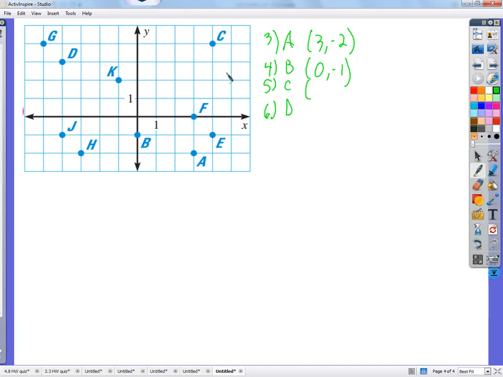C, there it is. Over 4, up 4. To the right 4 and up 4. Both positive moves. D, negative 4, and up 3, that's positive 3. Okay. Probably nothing new for you guys. You've probably seen that before. It's not bad to take a moment to review the structure of these ordered pairs and such.